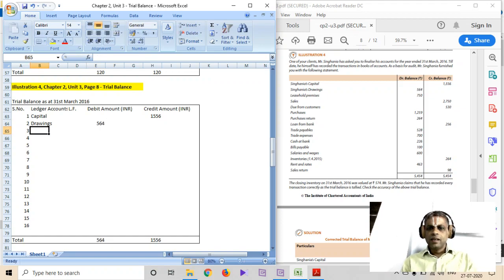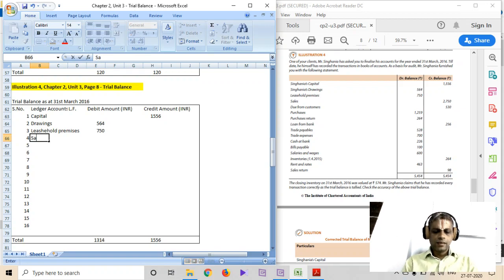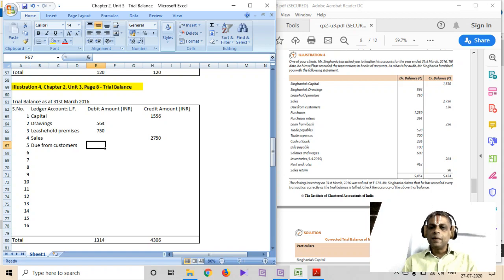Okay. Leasehold premises. Leasehold premises is an asset, so debit balance 750. Sales. Sales credit balance 2750. Due from customers. Due from customers is sundry debtors. Sundry debtor should be debit balance. So it is entered in the credit side. So it should be moved into debit side.